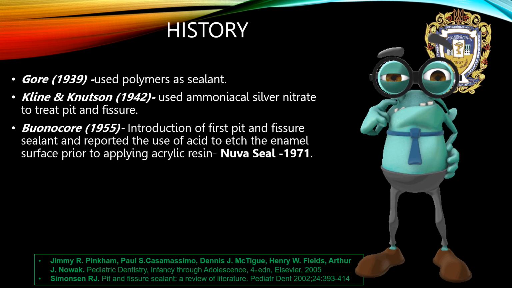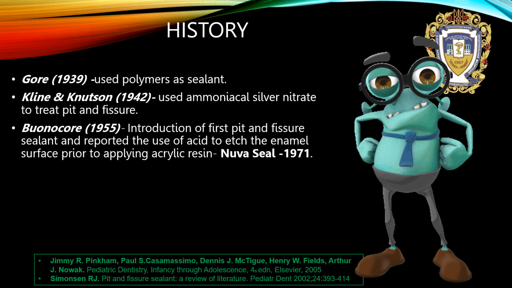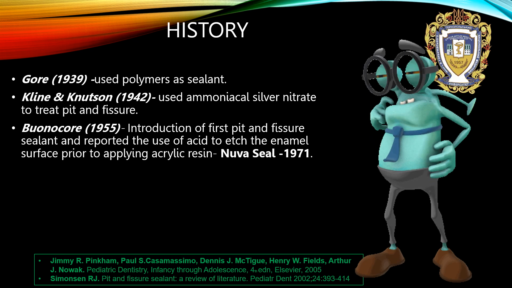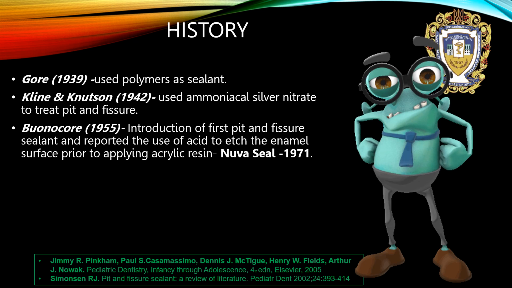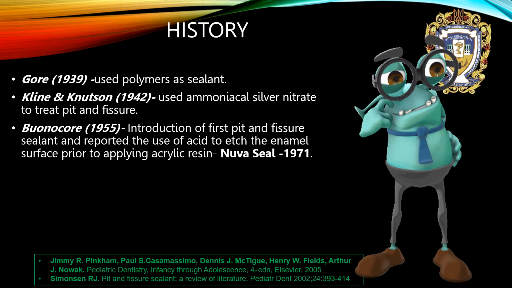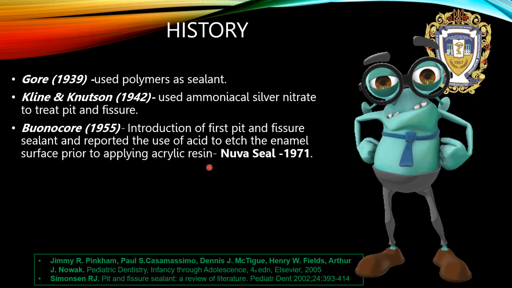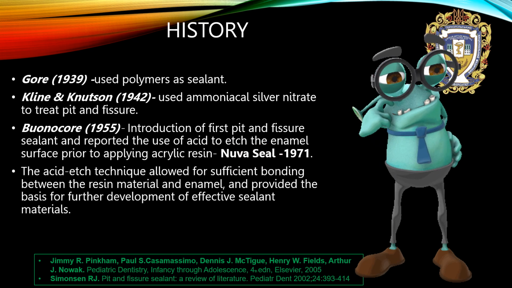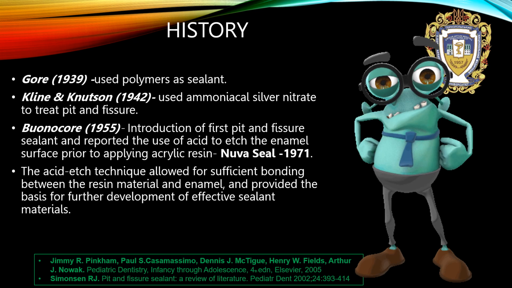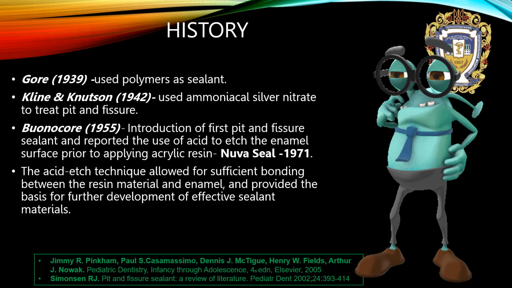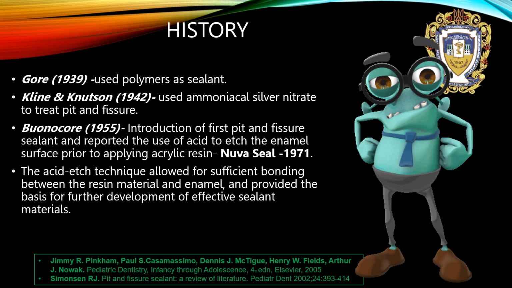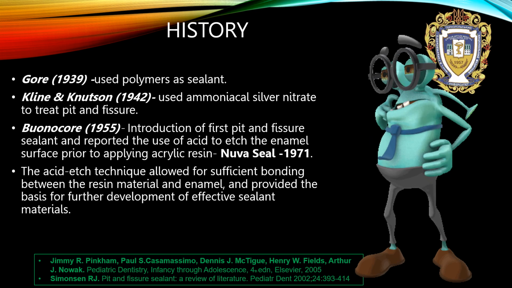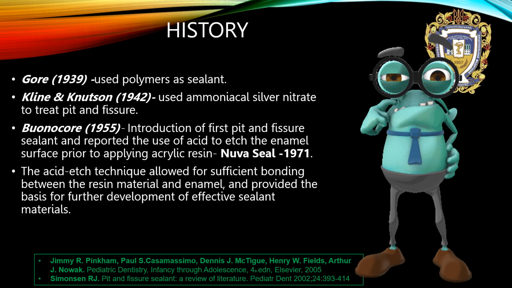In 1955, Buonocore introduced the first pit and fissure sealant and reported the use of acid to etch the enamel surface prior to applying acrylic resin. The first specific pit and fissure sealer was NuvaSeal. The acid etch technique allowed for sufficient bonding between the resin material and the enamel and provided the basis for further development of effective sealant materials.